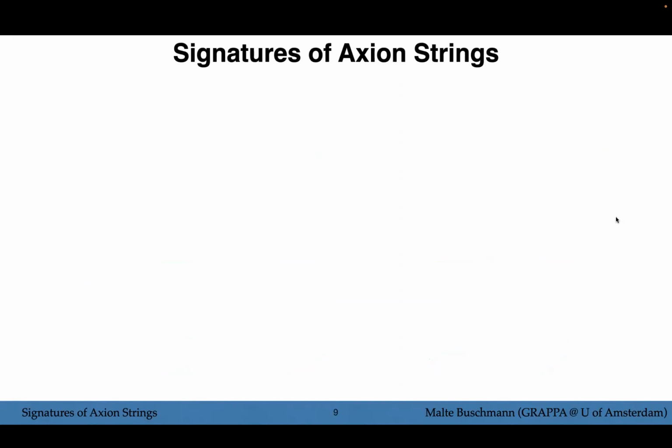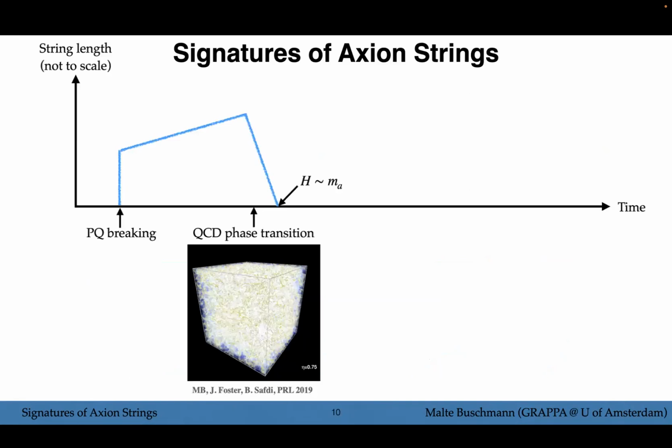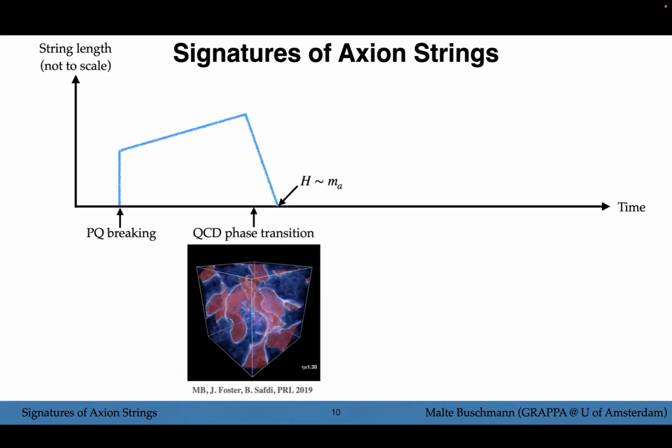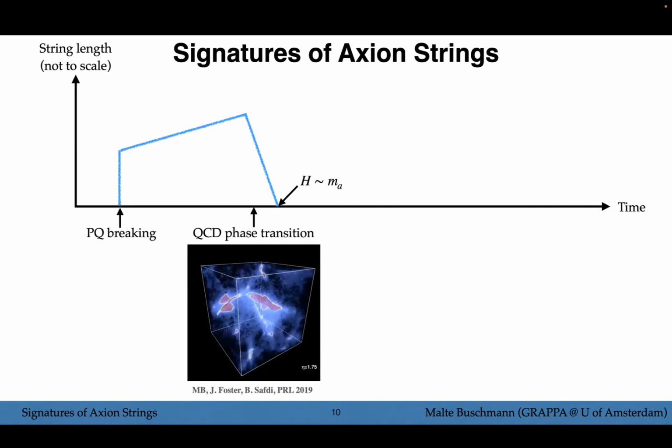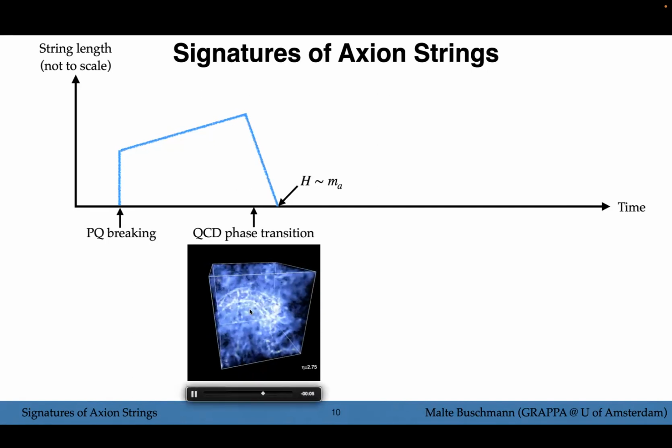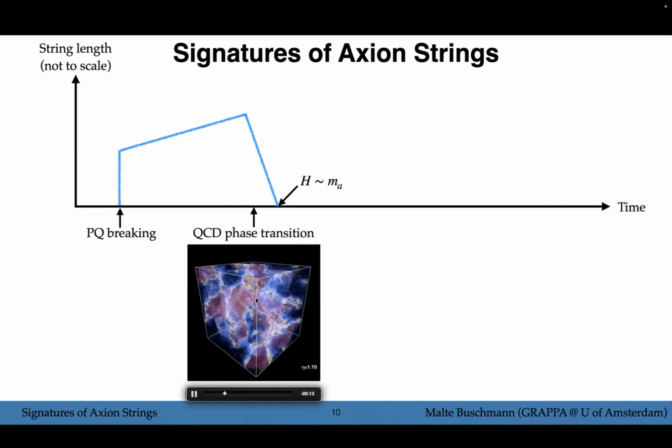So if you think about signatures, before I introduce what those could be, you need to think about in what situations you even expect any signatures. And if you go to the normal QCD axion with domain wall number one, the one that I've just talked about mostly, you're actually kind of out of luck. The reason is that your string network starts to decay around the QCD phase transition, as shown in one of our older simulations over here.